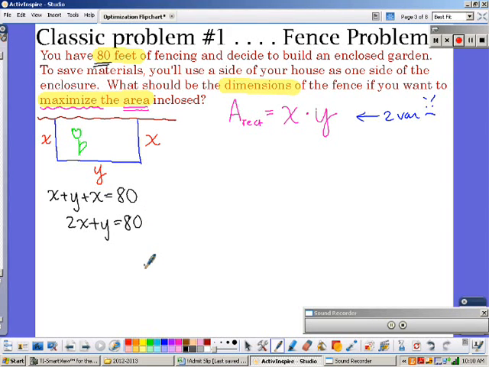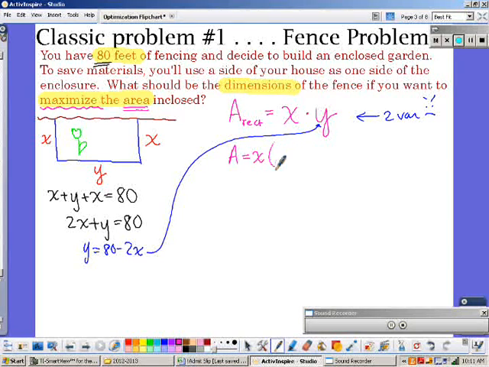Now what we can do is we can solve this black equation for one of my variables, and then we can substitute that in over here. Now it looks to me like solving for y would be the easiest, so let's subtract 2x from both sides. And now we're going to take that and substitute it in for y in our area formula. Here we go. So we end up with A equals x times (80 minus 2x). We are much happier now because we only have one variable right there.